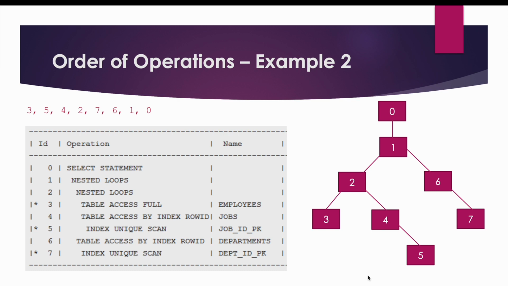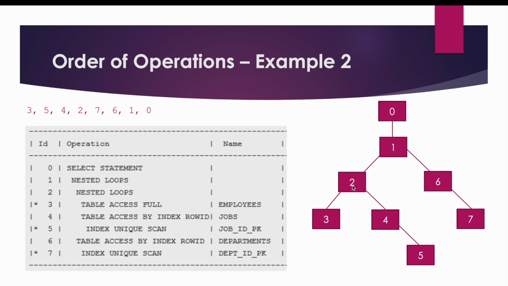Now in order to read the execution plan, we will look at the order of operation from bottom to top and from left to right. If we see from left to right, operation number 3 is the only operation that qualifies. So operation number 3 will get executed first. Once operation number 3 is executed, operation number 2 should execute, but in order to execute operation number 2, both its children, that is 4 and 5, should execute. So after operation number 3, operation number 5 will execute, then operation number 4, and then operation number 2.